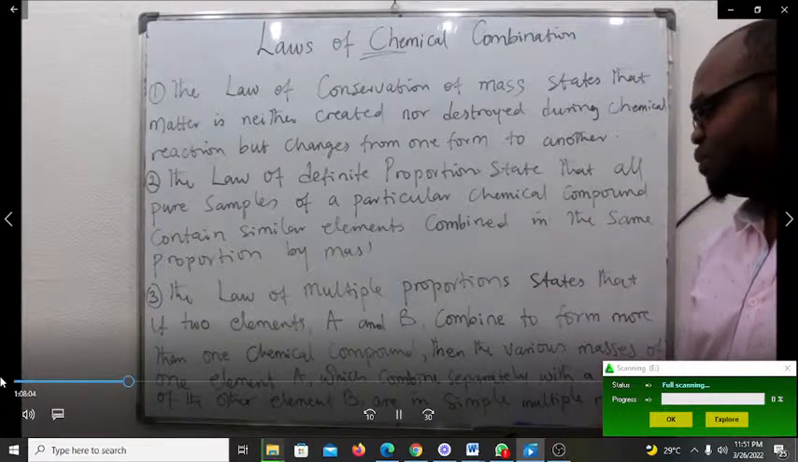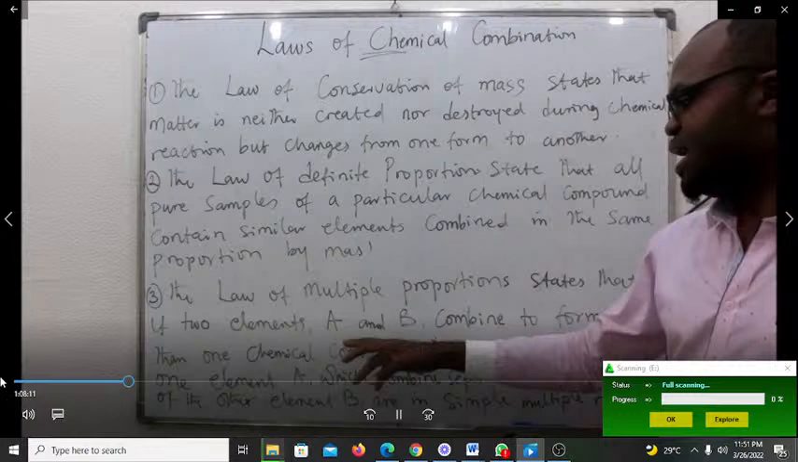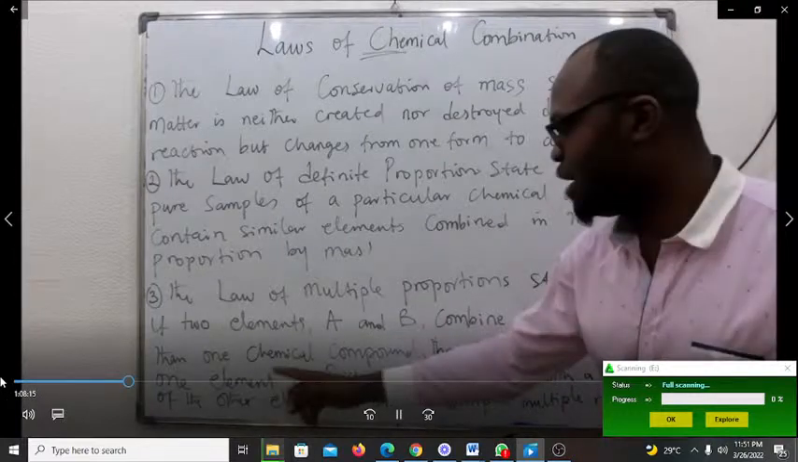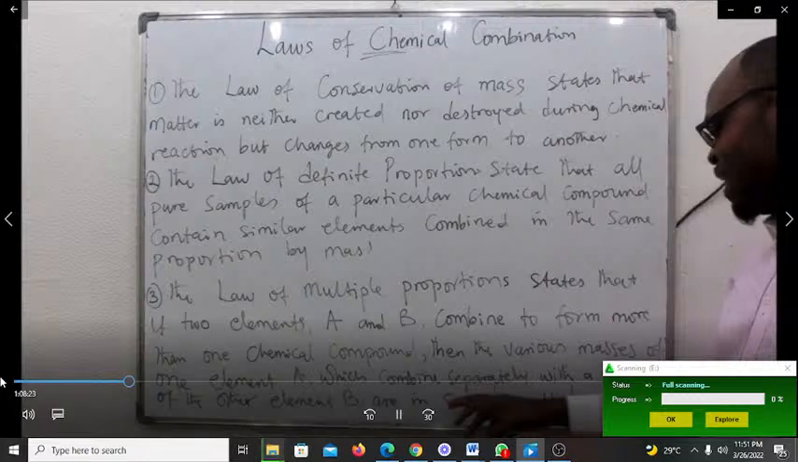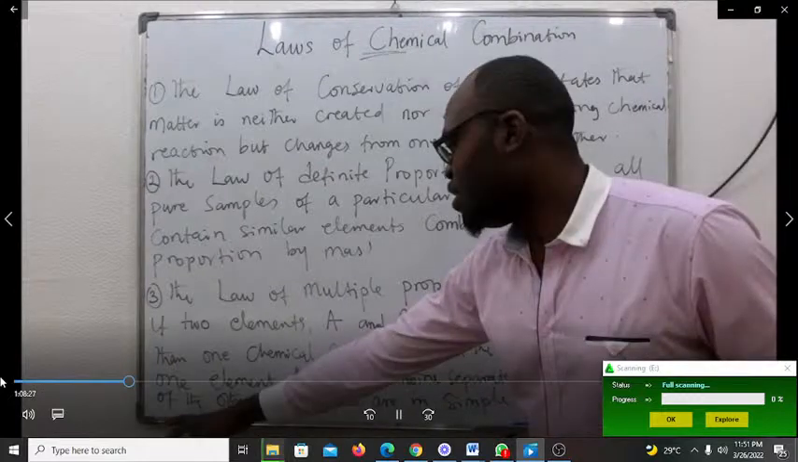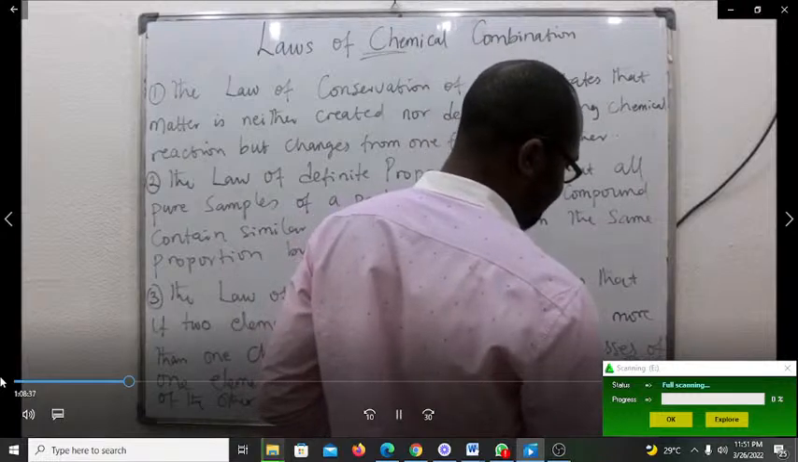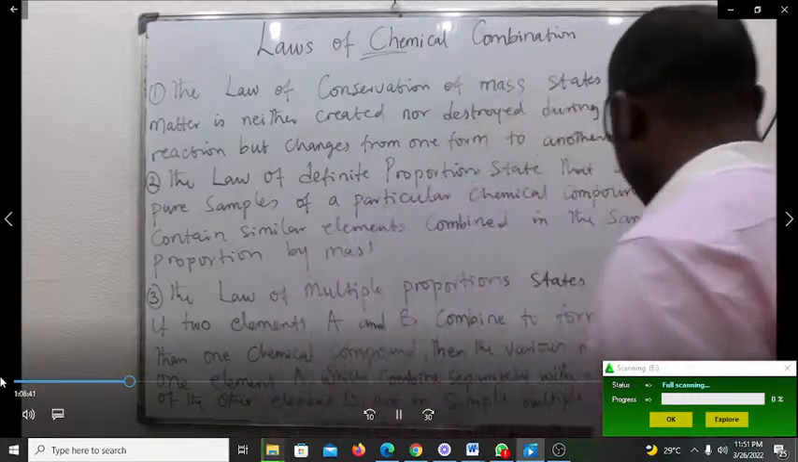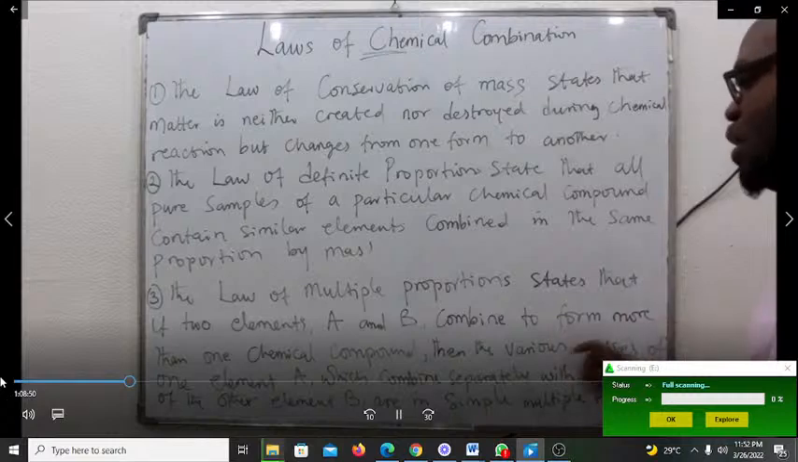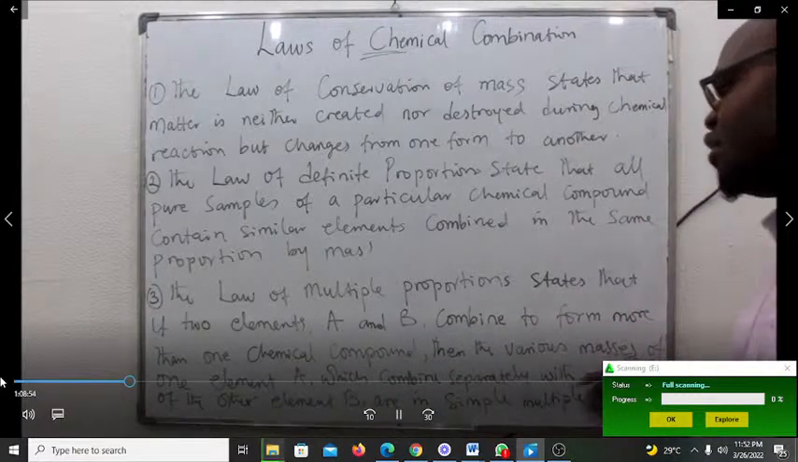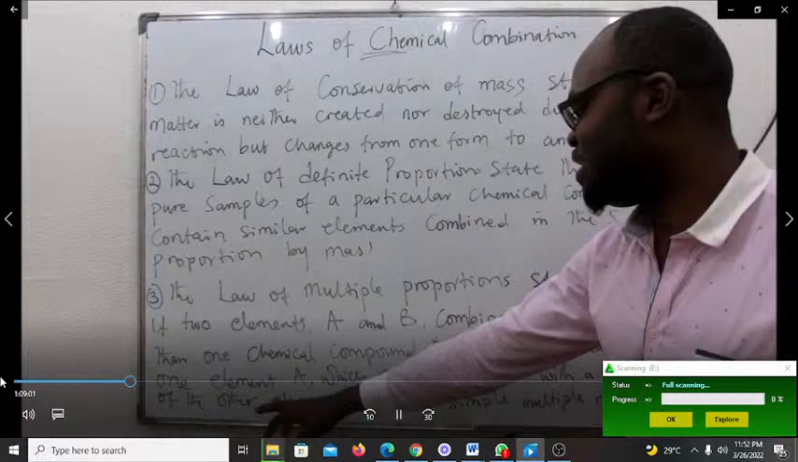Now we look at the law of multiple proportion. It states that if 2 elements, A and B, combine to form more than one chemical compound, then the various masses of one element A, which combine separately with a fixed mass of the other element B, are in simple multiple ratio. This is a fixed mass, please. I missed out on it. So please take note of this law of multiple proportion.